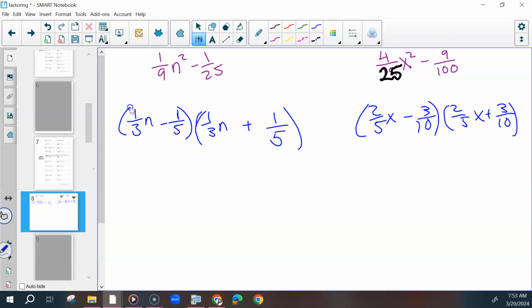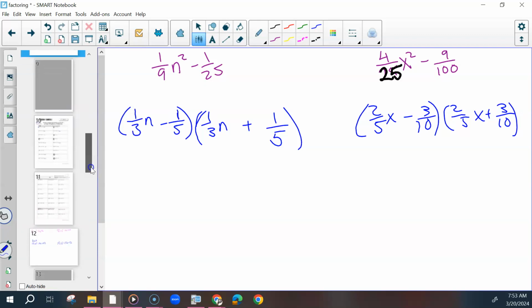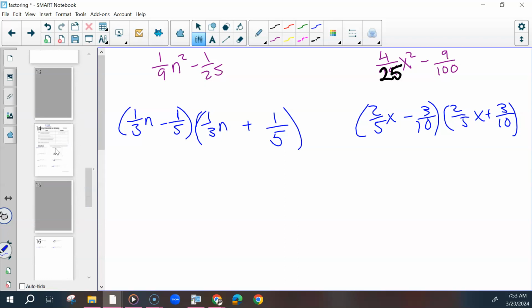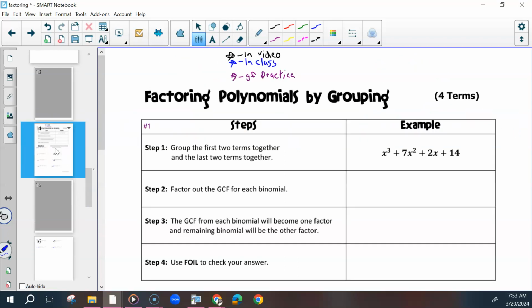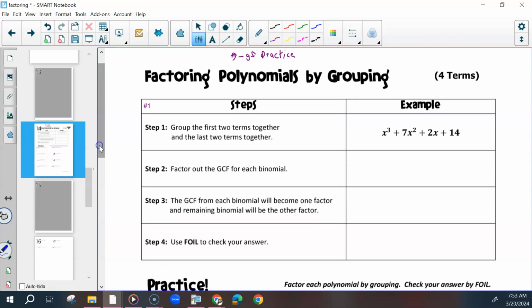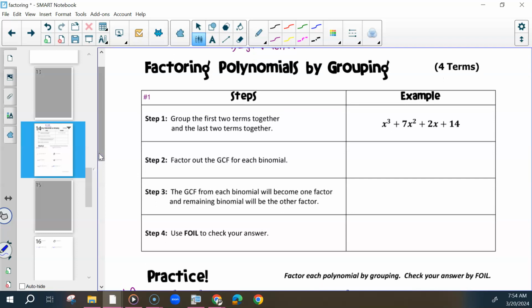Okay, now we're going to do the grouping. So find your grouping notes. We're going to walk through the example first and then do some of the other examples. So with your factoring by grouping, you'll see that we have 4 terms. We have polynomials. So before we were dealing with any amount of terms for GCF, difference of squares was binomials. Grouping is polynomials specifically for 4 terms.